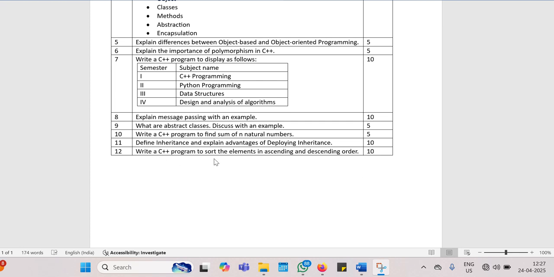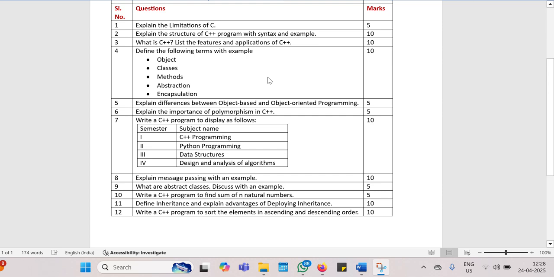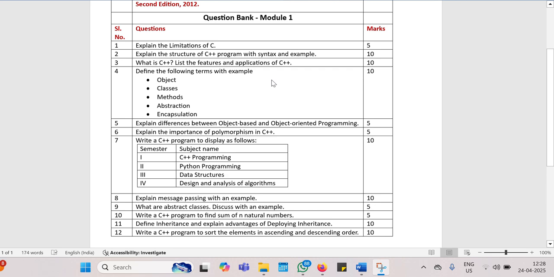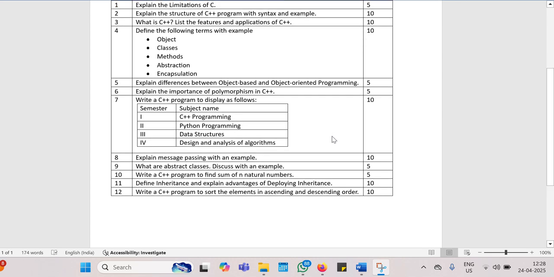Next, write a C++ program to sort the elements in ascending and descending order. This program is also a lab component, so you can write a program for sorting the elements in ascending and descending order. So these are the most repeatedly asked questions from the previous year question papers. So you can refer to these questions in terms of preparing for your internals as well as externals exam.